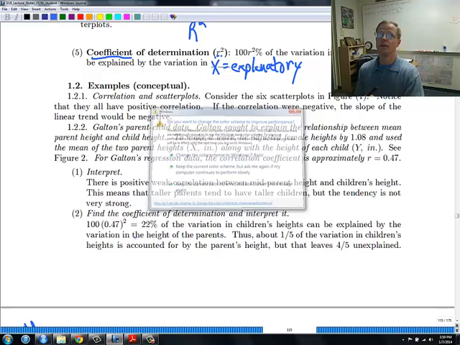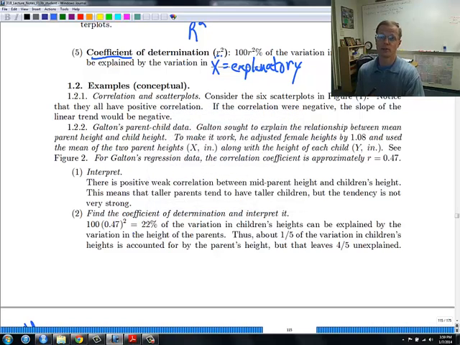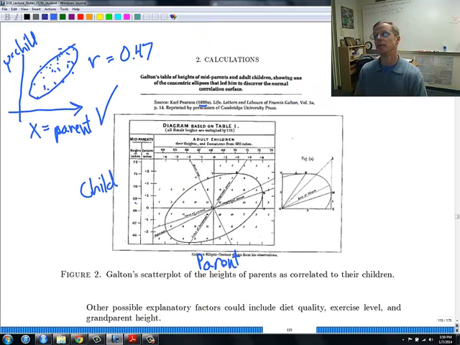Using the coefficient of determination, we take that 0.47, square it, times 100: 22% of the variation in the children's heights can be explained by the variation in the parents' heights. That is, this variation right here, we've got about 1/5 of it explained by parent. About 4/5, 80%, is not explained. We'll discuss that further in class as well.